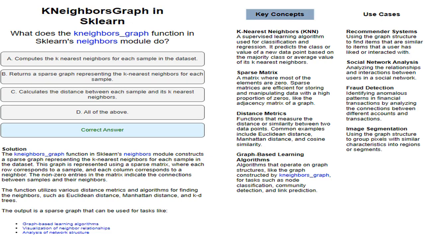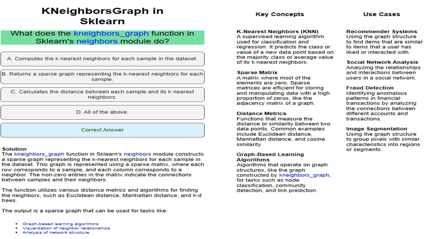Consider a dataset with 4 samples, each represented by 2 features. We want to find the 2 nearest neighbors for each sample. Using kneighbors graph, we would obtain a sparse graph representing the connections. For instance, sample 1, (1, 2), would be connected to samples (3, 4) and (5, 6), as they are its closest neighbors. The resulting graph could be represented as a sparse matrix where non-zero entries indicate connections between samples and their neighbors.